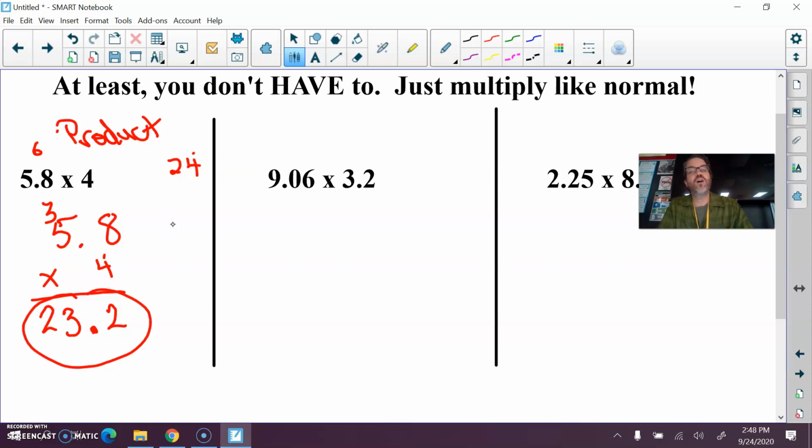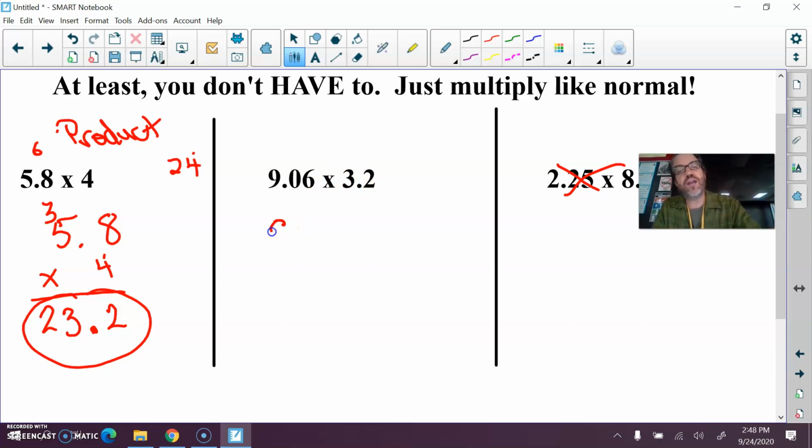Okay. All right, let's look at one more. I won't do this one over here just because of time. I want to do a couple word problems too. I have 9.06 times 3.2. Now again, if I were adding, I would want to line up the decimal points, but I'm multiplying.